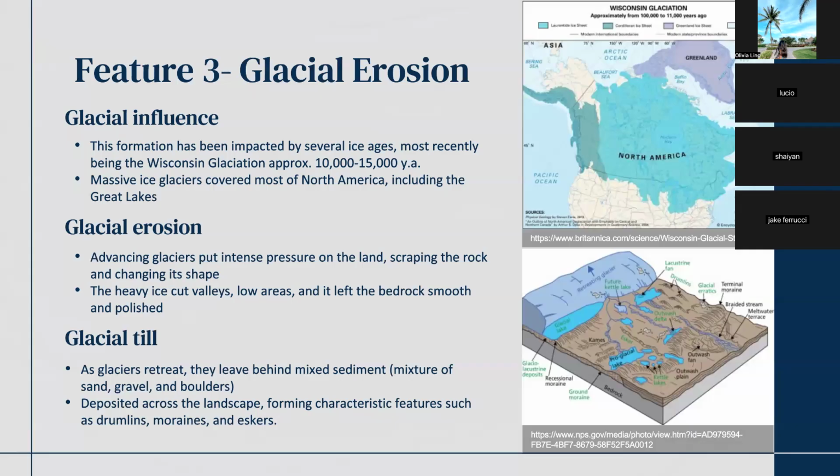This material was dropped across the landscape and built distinctive landforms like drumlins, moraines, and eskers that provide visible evidence of past ice sheet movements. The islands preserve a clear record of glacial processes, offering insight into the past climate, landscape evolution, and the Great Lakes formation.